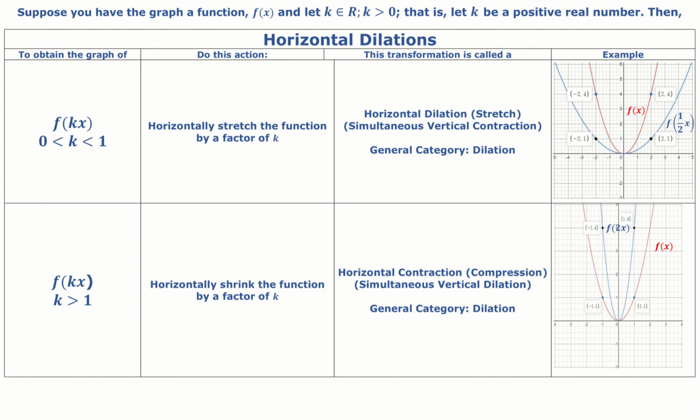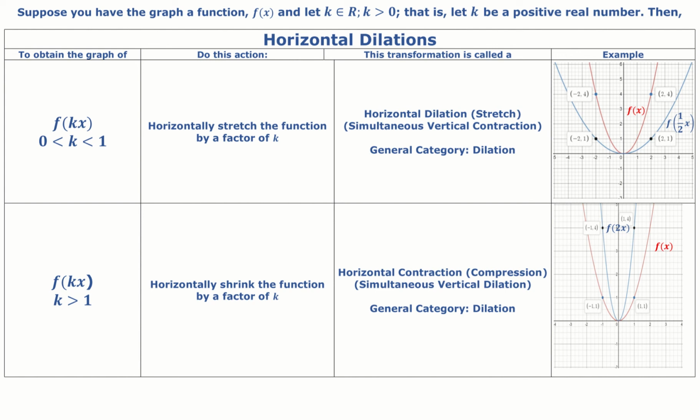Now, take a look at this. For example, here's f of x, and here's f of 1/2 x. Notice that you're going to have a horizontal dilation here, or stretch, right? And of course, notice it's always coupled with a simultaneous vertical contraction, or compression. Notice vertically, this is getting compressed, but horizontally it's getting wider.